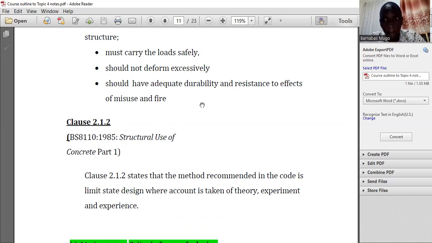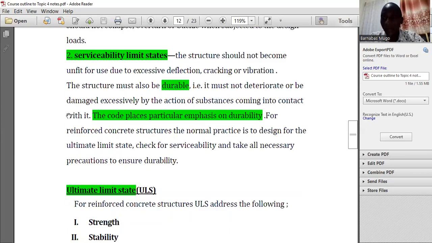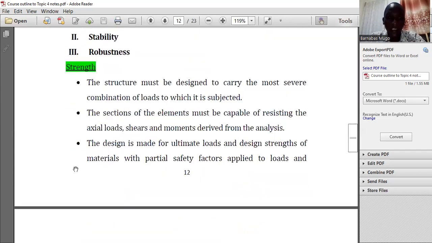Then it should not deform excessively. That is, we have an allowable deformation. But if it deforms excessively, it will not be of use, or it will not be of substance to the occupant. Then it should be durable. So we discussed the ultimate limit state design, and we also discussed the serviceability limit state design.